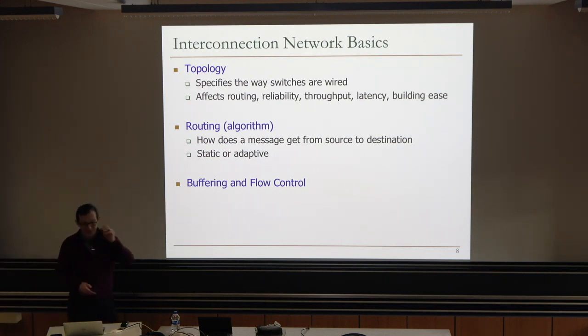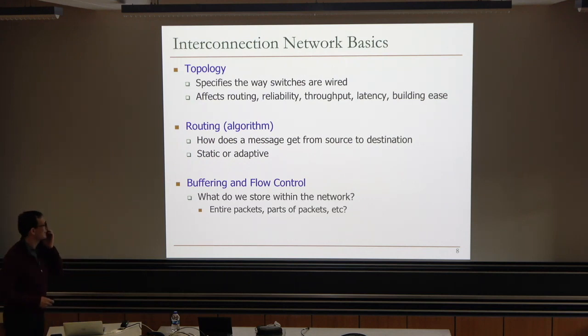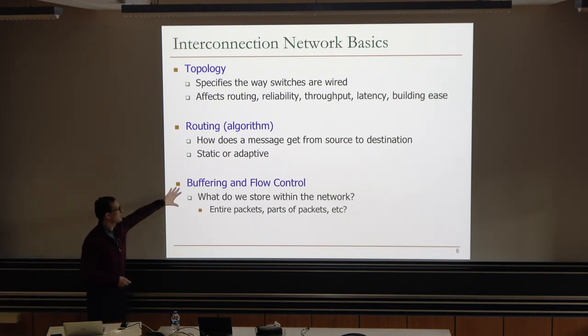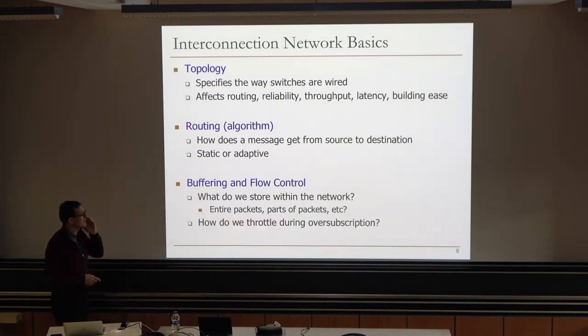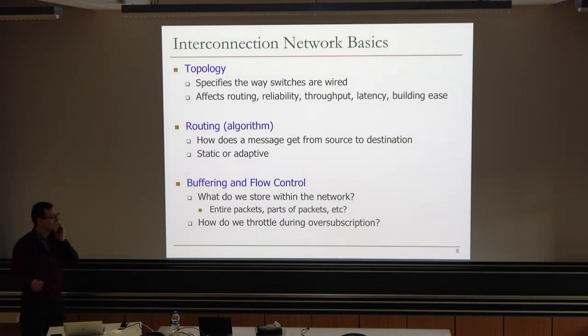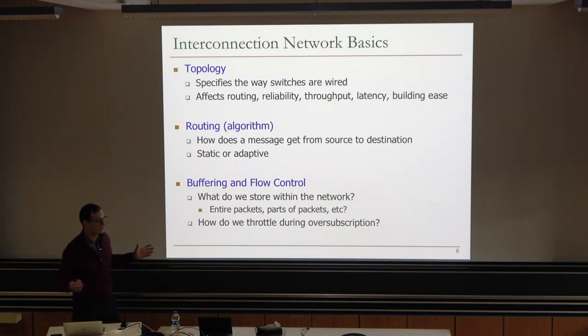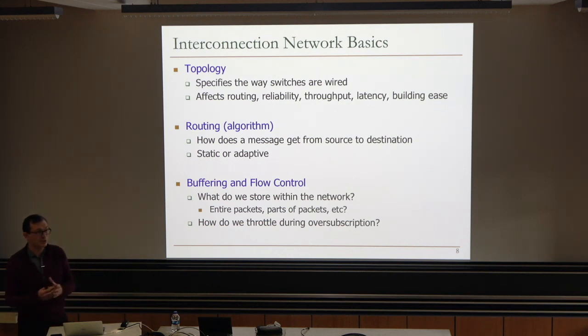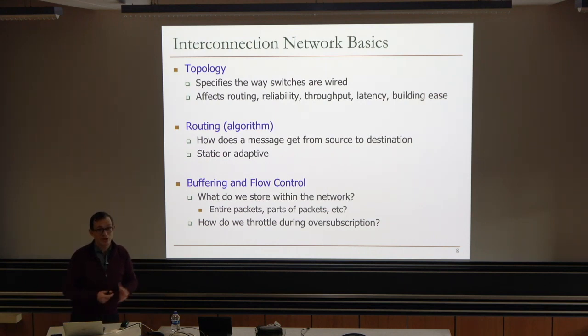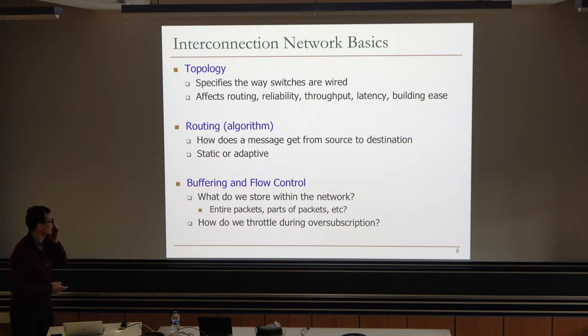Okay, so buffering and flow control is the last one over here, but not the least one. Basically, you answer the question of what do you store within the network? Entire packets, or within a network router, let's say, entire packets, parts of packets, or some other things. How do you throttle during oversubscription? And how do you build the router? Does the router actually store the packet, or does it actually do something else? Right? We will see different options over here, because you don't really need to store packets in a router also, right? Because you can drop packets if you're oversubscribed. You can actually deflect packets, as we will see also.